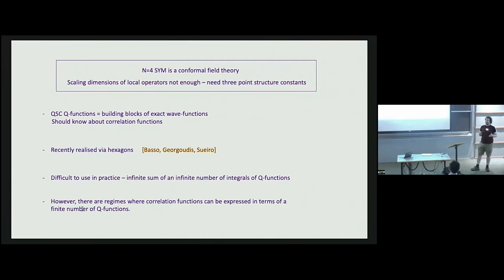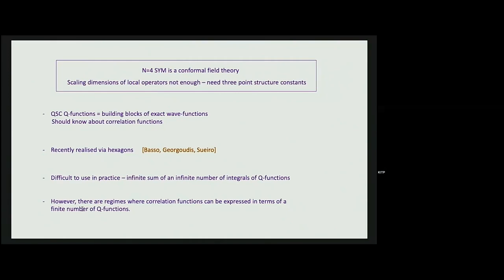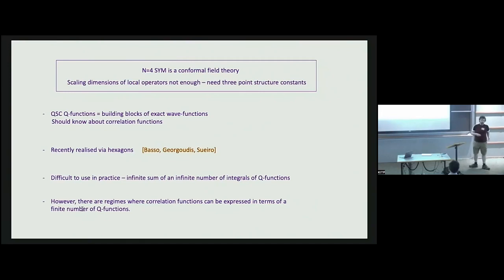On the other hand, in practice, these results are not particularly easy to use because they are expressed as an infinite sum of an infinite number of integrals of the Q functions. However, there are regimes where you don't need to deal with an infinite number of integrals, but just a finite number of integrals of Q functions. And we know already that the spectral problem has such a simple solution when expressed in terms of Q functions that the same should hopefully be true for correlation functions, and hence there's probably some hidden structure waiting to be discovered.